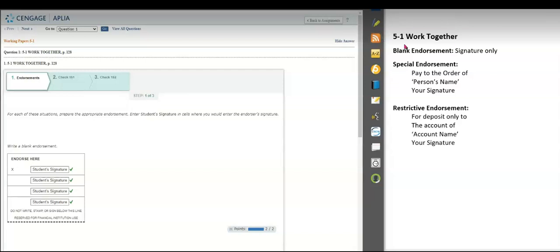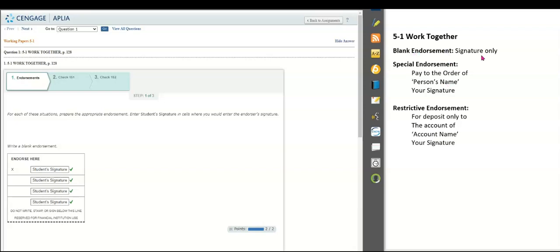Alrighty guys, we are on 5-1 work together, and we are talking about how to endorse the back of a check. So if somebody writes you a check and you want to cash it, you have to sign the back, okay? There's several types of endorsements. The most common one is a blank endorsement where you just sign your name.